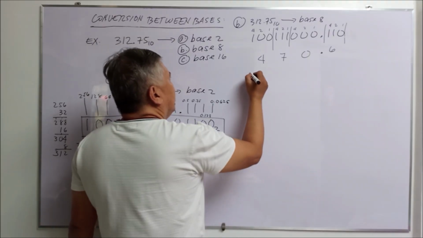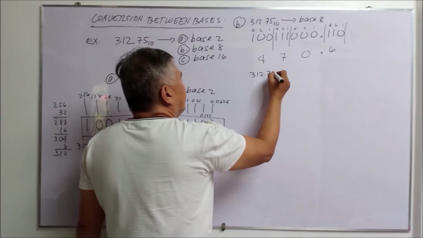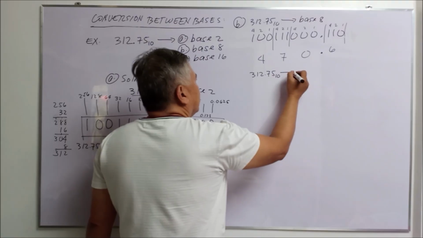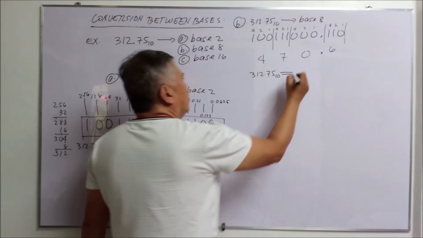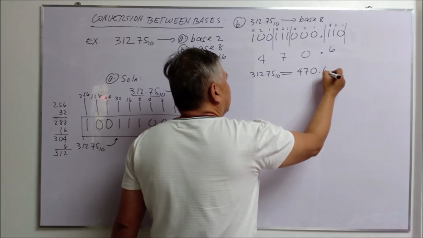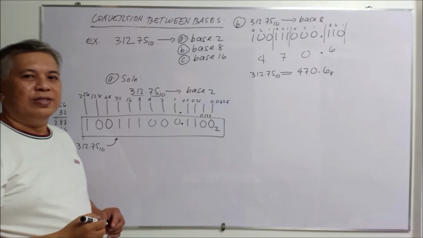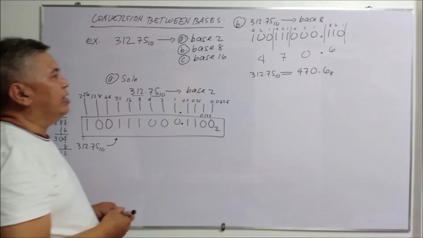So, 312.75 of base 10 is therefore equal to 470.6 of base 8. Okay?